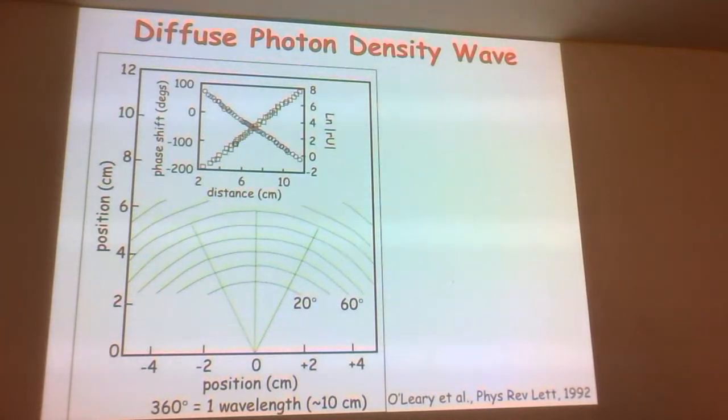It was kind of cool to us. How could you have this random ensemble of photons diffusing through a scattering medium, producing, in effect, a coherent wave? It didn't make much sense to us at the time, but that's what the theory said.